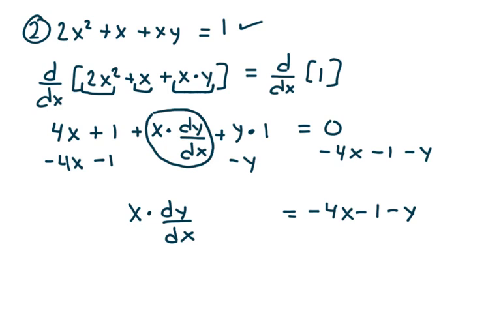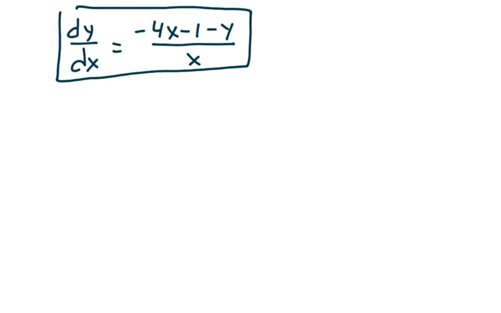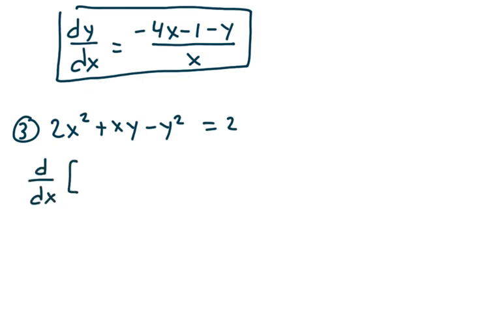So this is how we do example 2. Let's take a look at example 3. Suppose we are given 2x squared plus x times y minus y squared is equal to 2. And so what I'm going to do is differentiate both sides with respect to x. So the derivative of 2x squared plus xy minus y squared with respect to x is equal to the derivative of 2 with respect to x.